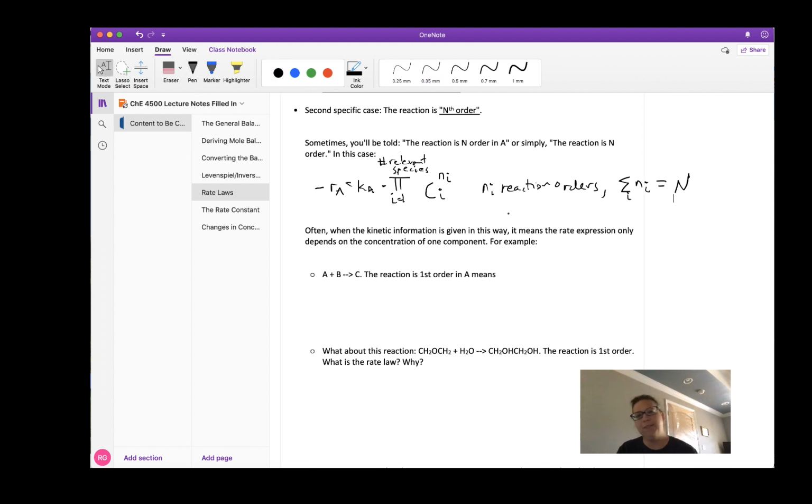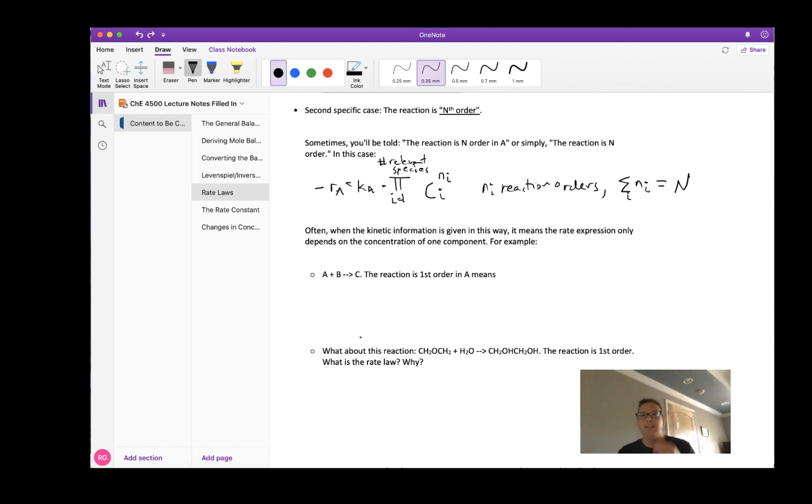If you're given the very vague instruction, the reaction is n order, that usually implies that it's n order in one component. So it doesn't mean, okay, I have 3 reactant species and the reaction is first order, so they're all going to contribute some fraction of 1 to the rate law. It usually does not mean that. Usually it means pick one of those reactants and it's first order or whatever in that reactant.